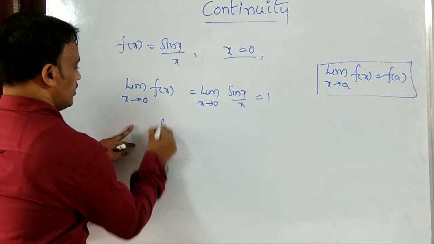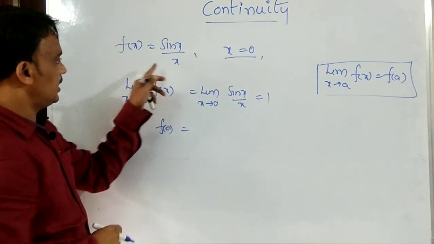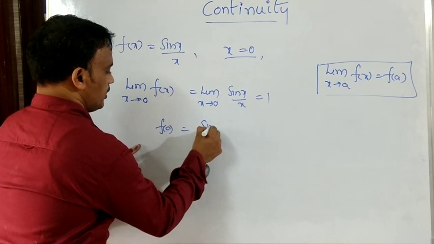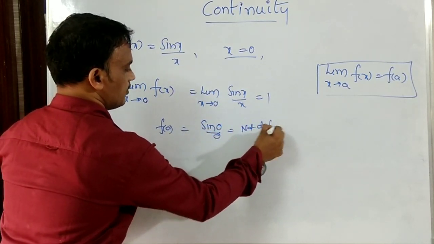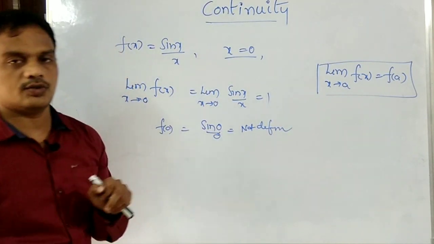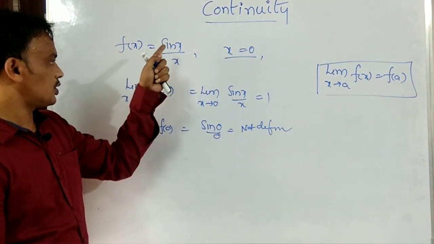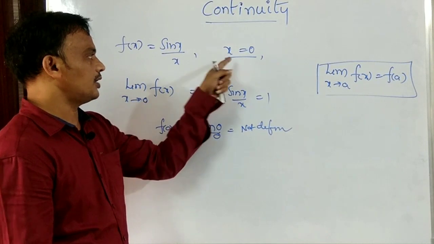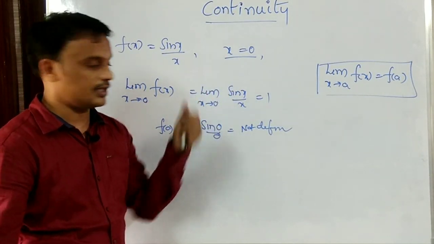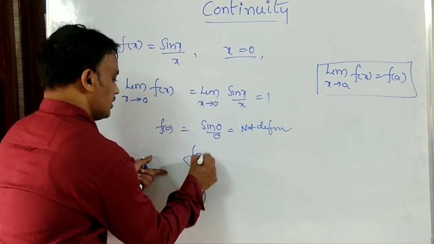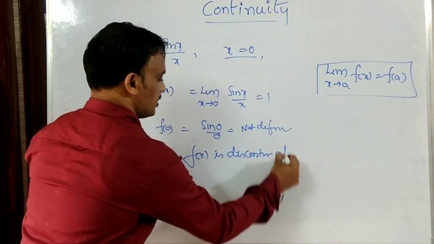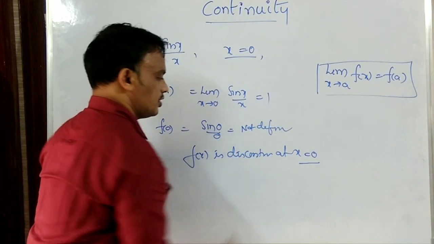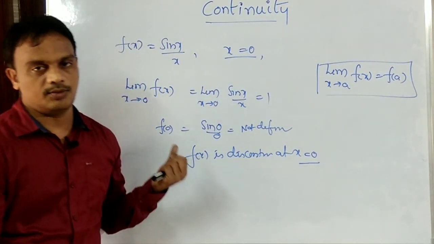And coming to f of 0, sin 0 by 0, which is 0 by 0, not defined, right? Then what do you say? The function f of x equals sin x by x is not continuous at x equals 0. That means I can say the function f is discontinuous at x equals 0. Like this, we will check these problems.